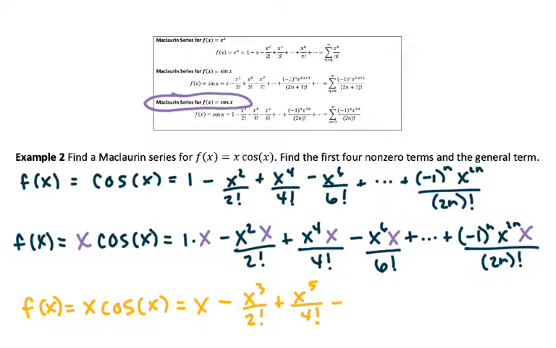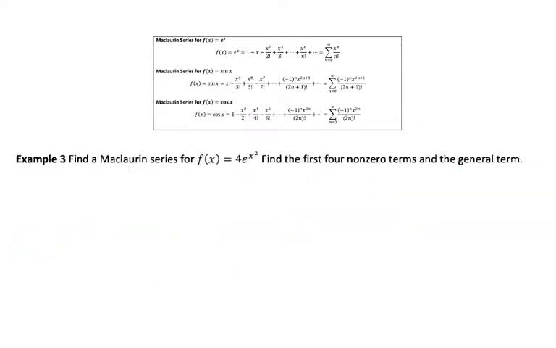Okay, so we're getting x minus x cubed over 2 factorial plus x to the 5th over 4 factorial minus x to the 7th over 6 factorial plus dot dot dot plus the negative 1 to the n is unchanged. This becomes x to the 2n plus 1, but it remains over 2n factorial. Ha, got the dot.